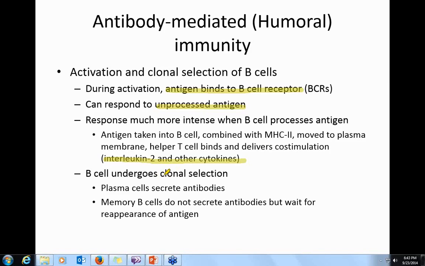The B cell undergoes clonal selection, and again, clonal selection is proliferation. And proliferation means it makes more. We have a new term here, plasma cell. Plasma cell is the active B cell, and the plasma cells are going to secrete the antibodies. Memory cells, these guys do not secrete antibodies yet. They would should the antigen reappear.